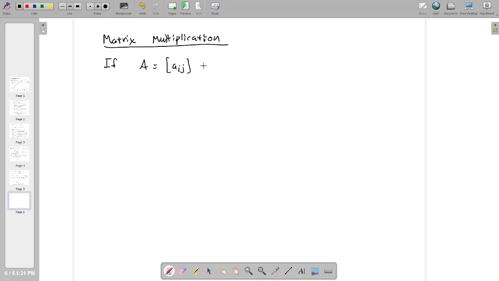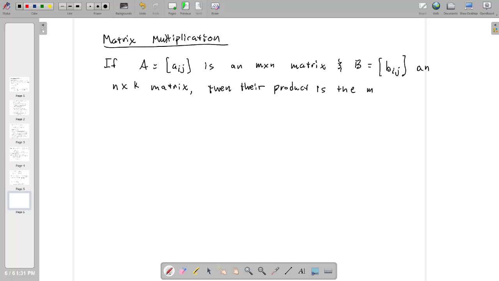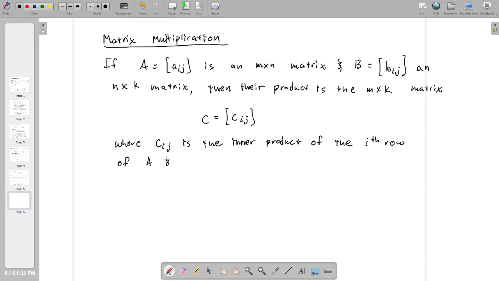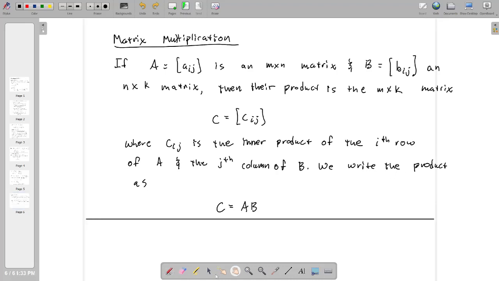If matrix A equals Aij is an m by n matrix, and matrix B, Bij, is an n by k matrix, then their product is an m by k matrix C equals Cij, where Cij is the inner product of the ith row of A and the jth column of B. We write the product as C equals AB. This is actually a pretty difficult concept for a lot of students to get and master.